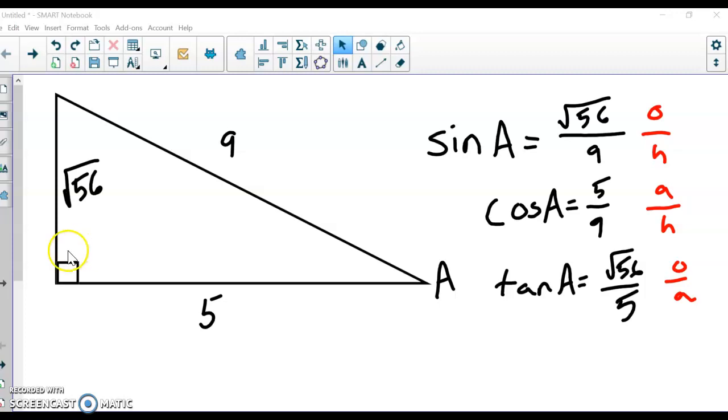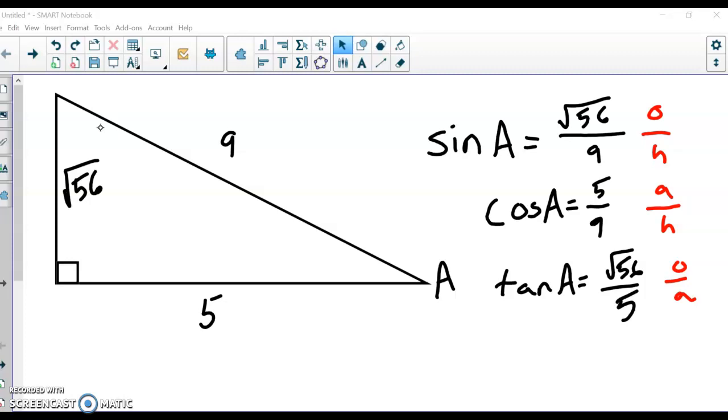So here, a couple things we want to make sure we have. I have a right triangle, and I have angle A. I already went through, used the Pythagorean theorem, and saw that this is going to be square root of 56. And I went ahead and created the trig ratios just as a reminder for us.